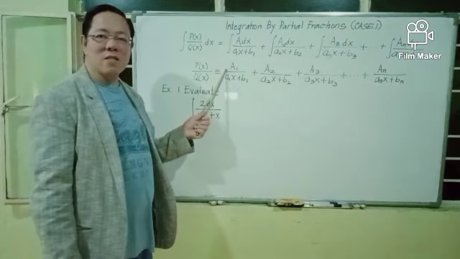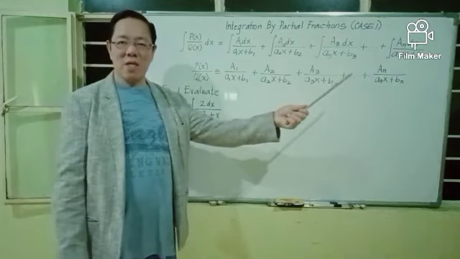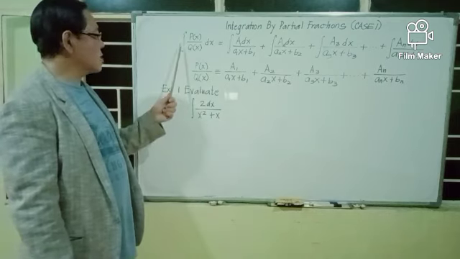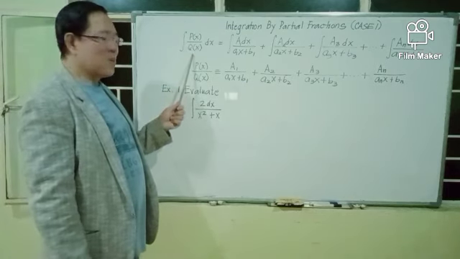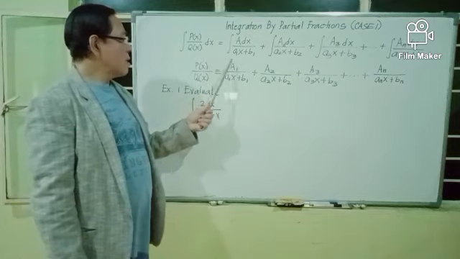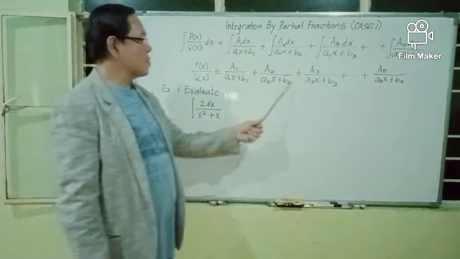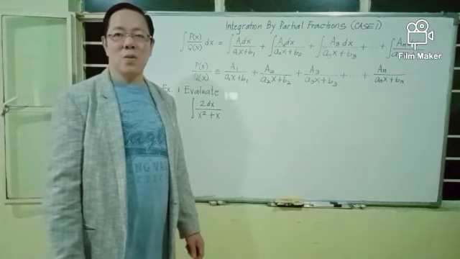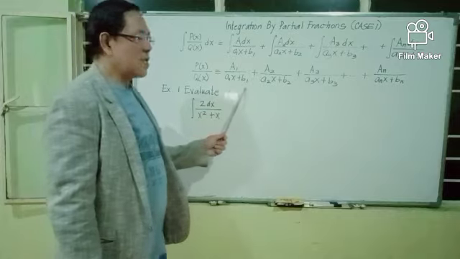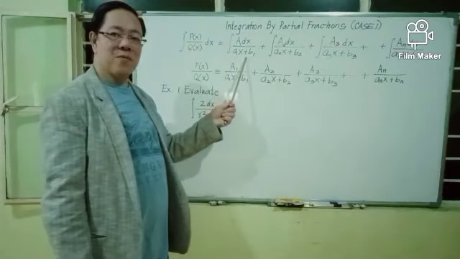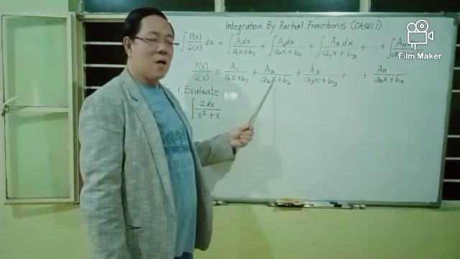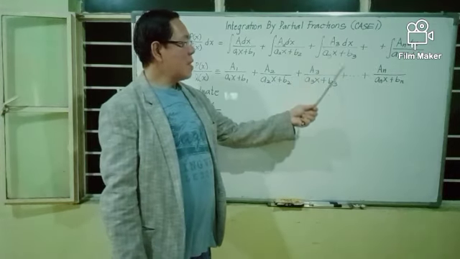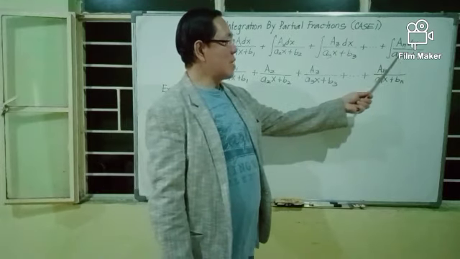And once we have found these constant numerators, a1, a2, a3, up to a sub n, we integrate both sides with respect to x. Integrating the left-hand side with respect to x, we get the given integral of p of x over q of x with respect to x. And the right-hand side, we also integrate with respect to x, applying an integration rule that says the integral of a sum is equal to the sum of the integrals. So the integral of the sum of partial fractions is equal to the integral of the first term with respect to x, plus the integral of the second term with respect to x, plus the integral of the third term, plus up to plus the integral of the nth term with respect to x.